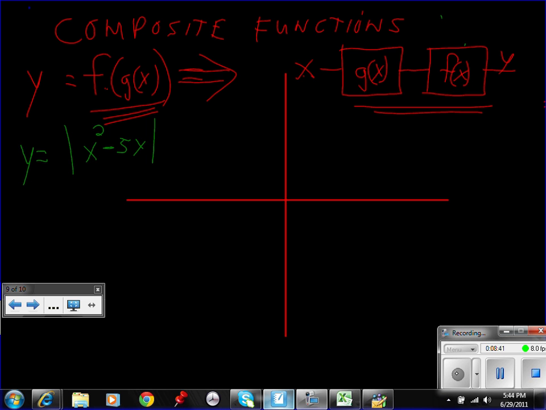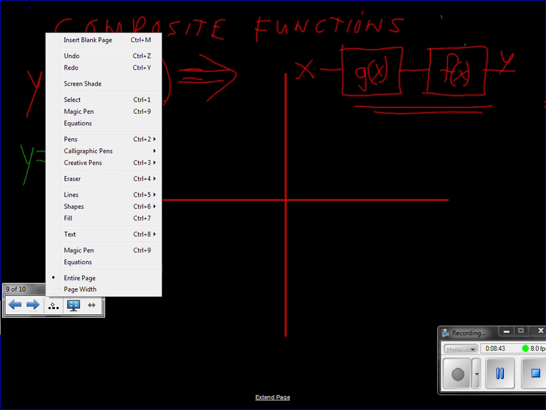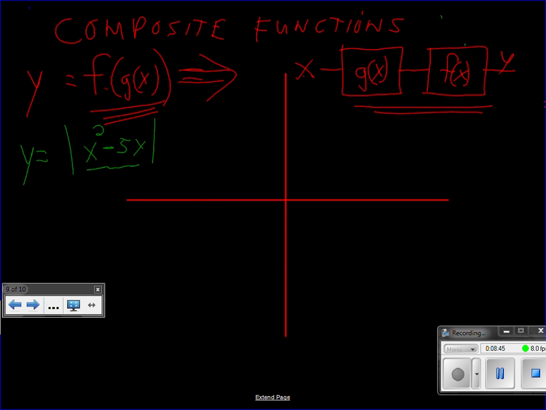So you see the inside function, that always happens. In the inside function here, what I might call g of x, I've got x squared minus 5x. Now how would I draw that? Well, I see that that inside function is x times x minus 5. I factor that. So I know it's got a 0 at 0 and a 0 at 5. And I know how to draw quadratics. Okay? This is x squared minus 5x.